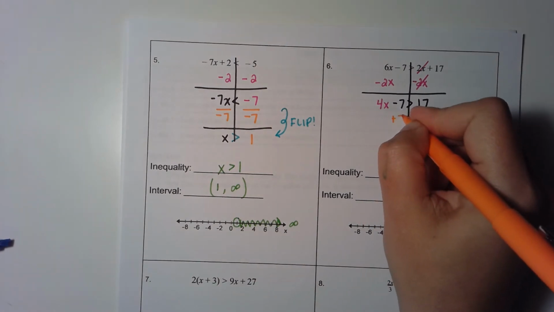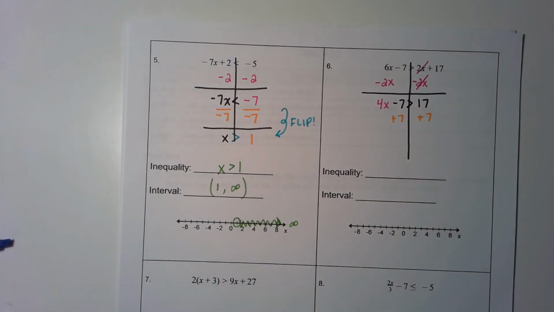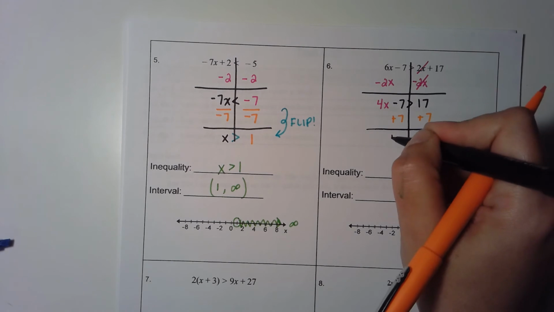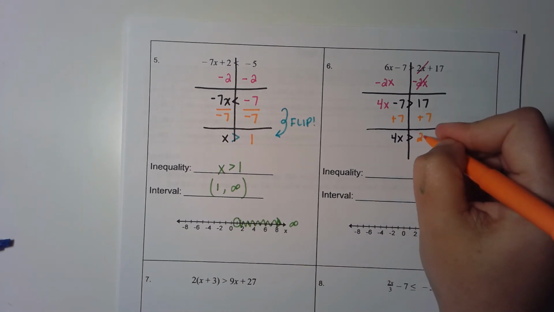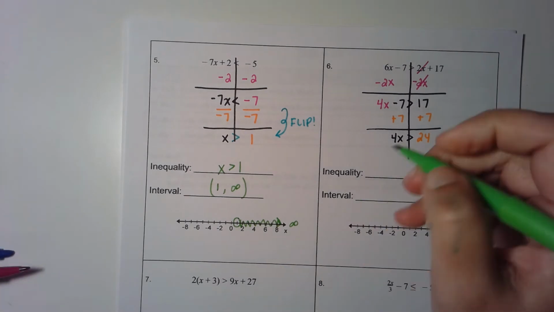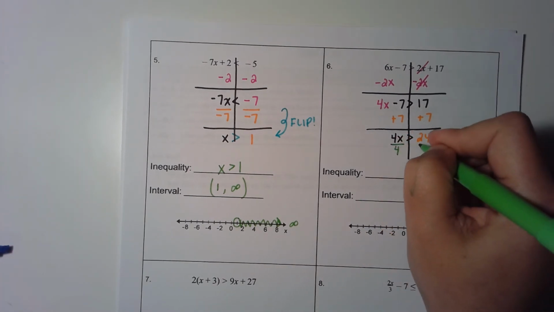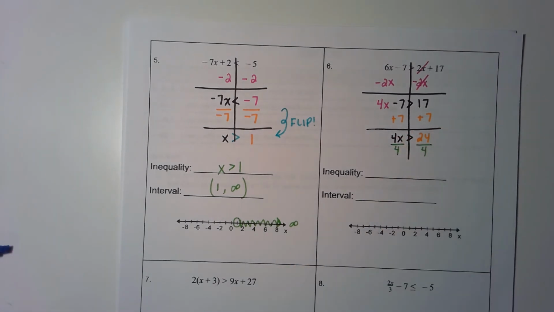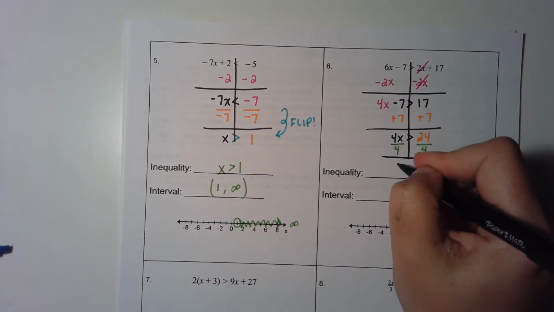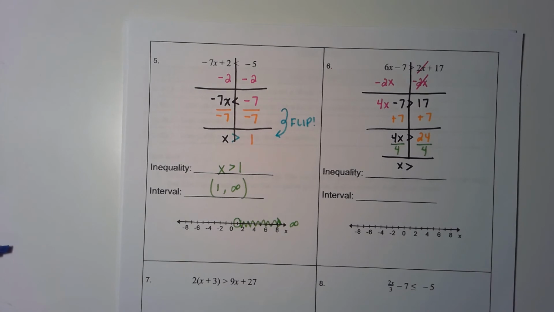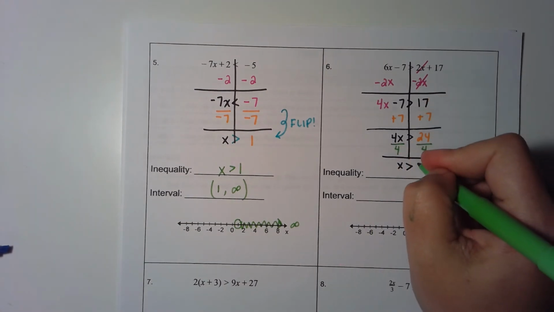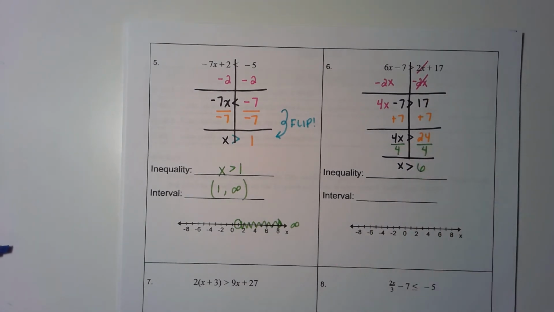Next, I'm going to add 7 on both sides. So that gives me 4x is greater than 17 plus 7, which is 24. And then we're going to divide by 4 on both sides. Now this time I am dividing, but I'm dividing by a positive number, so I don't need to flip anything. So x would be greater than 6, and that's my inequality solution.